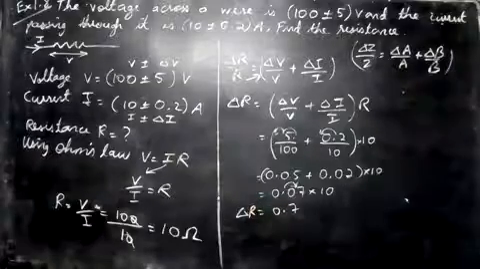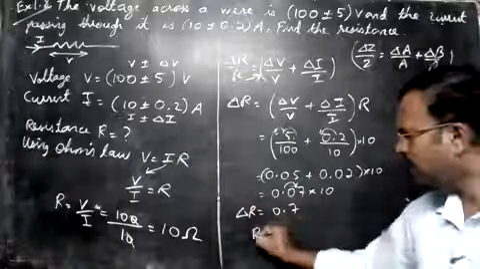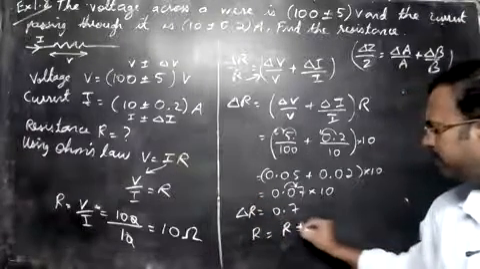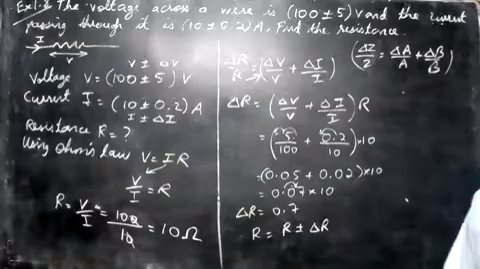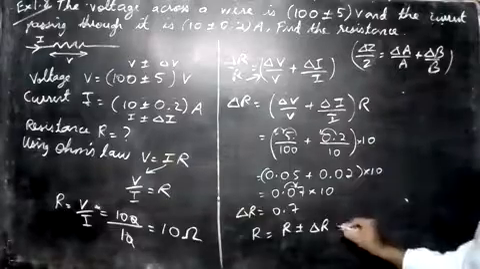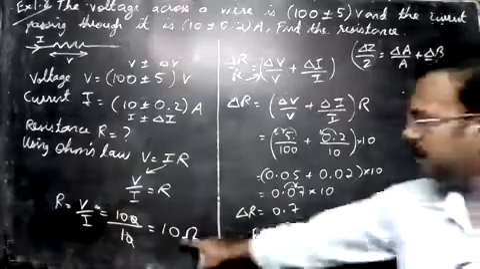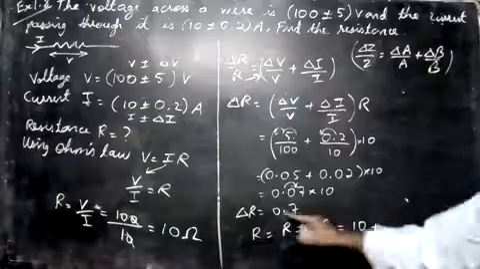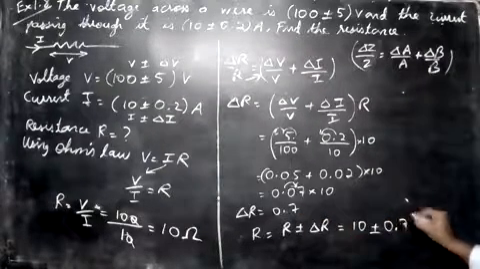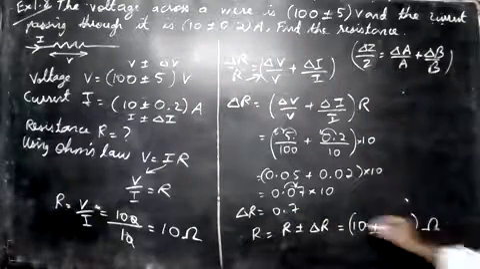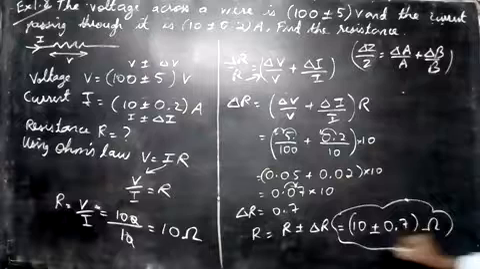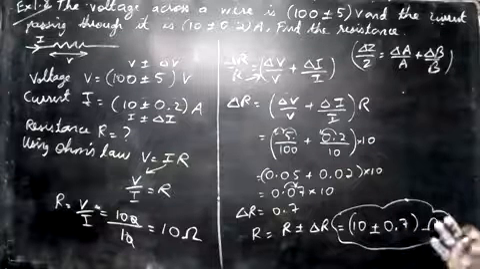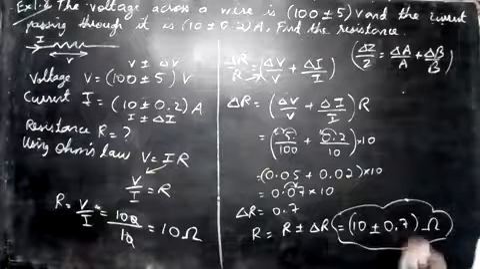Now you must find the true value, that is R is equal to R plus or minus delta R. R is 10, and delta R is 0.7. So the resistance will be 10 plus or minus 0.7 ohms. Whenever we find the resistance, it can be a little bit higher or a little bit less also.